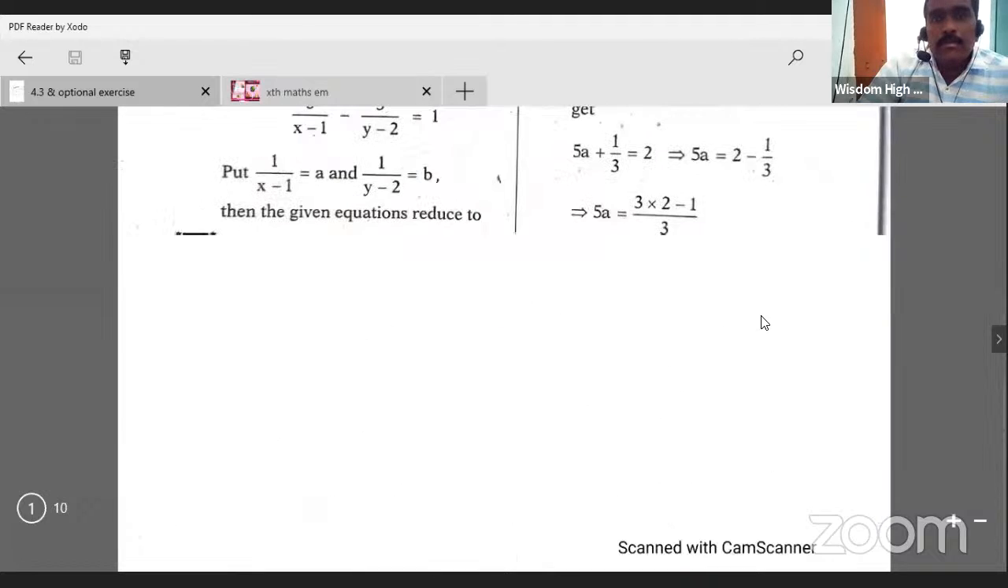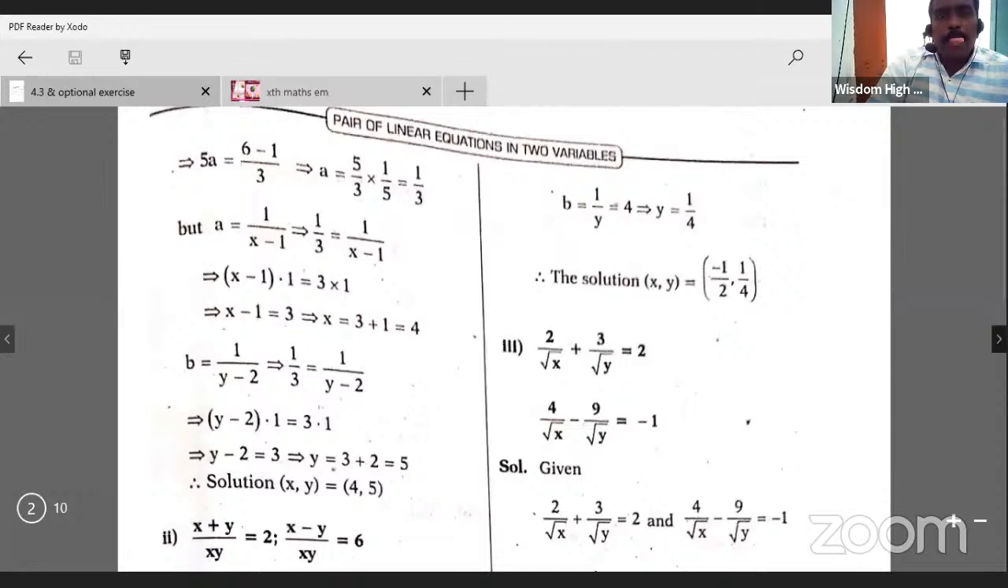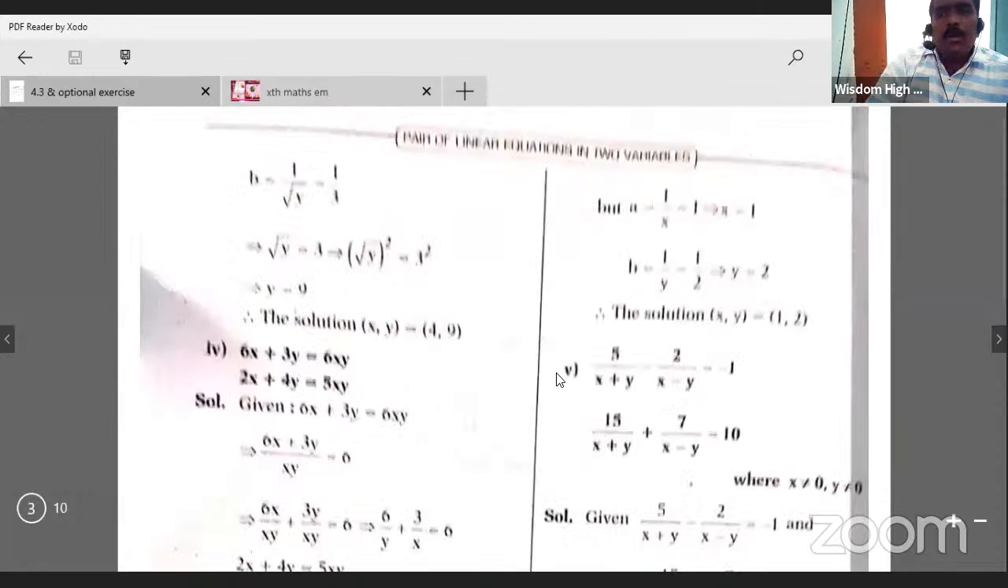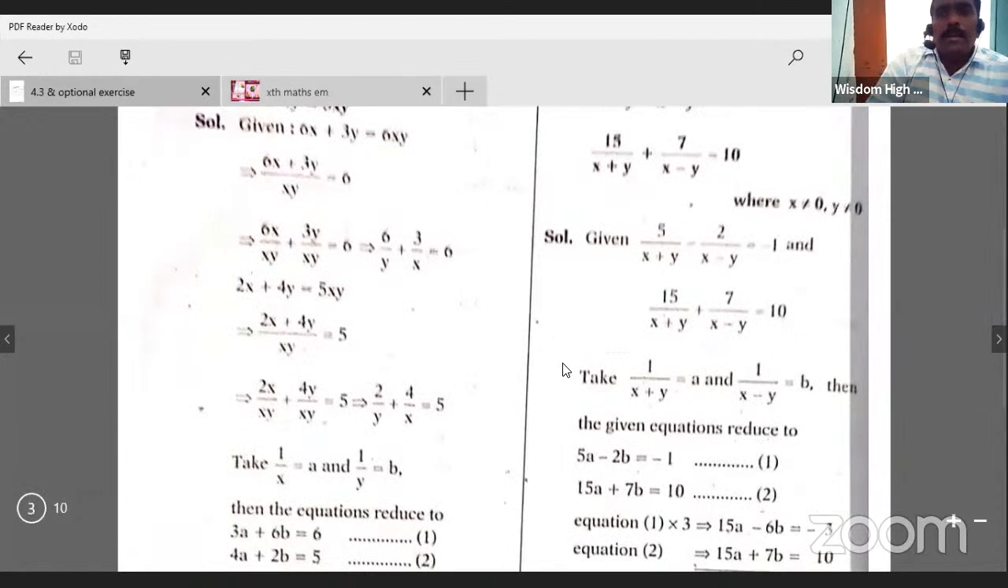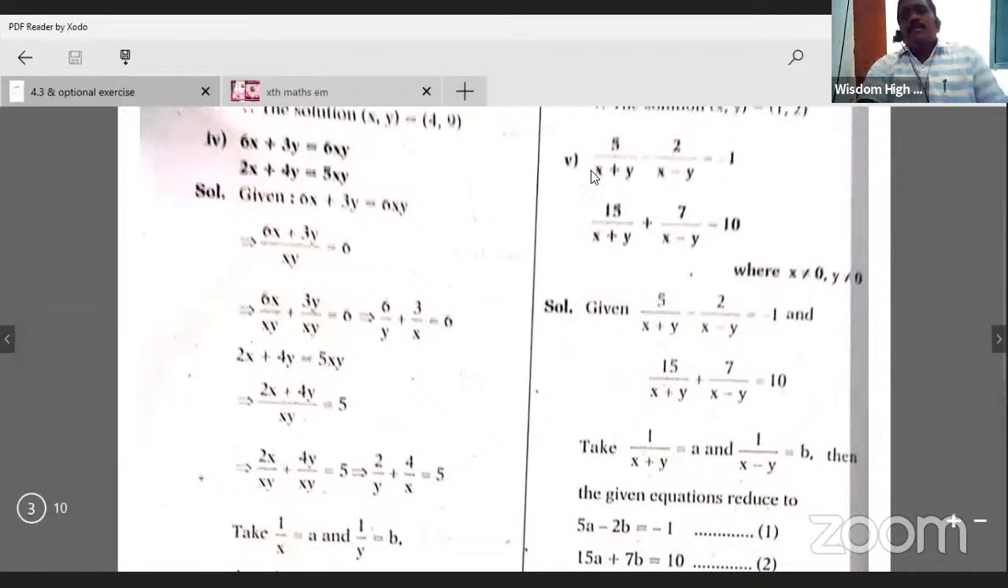Yes, friends, let's see one more problem here. Okay, students, here one more problem I want to explain. This is also the same type of problem, but it's an extended problem.